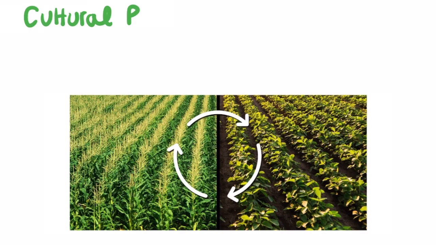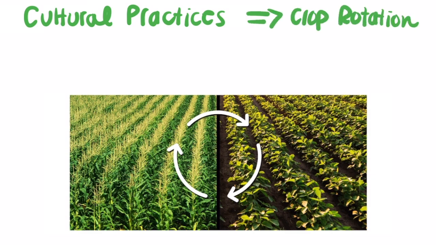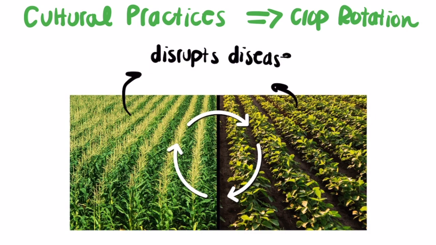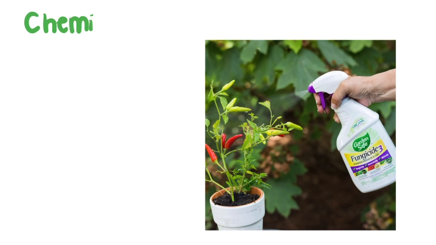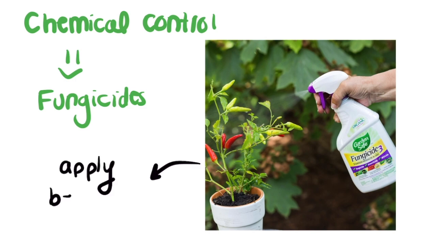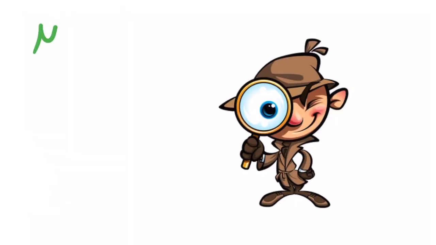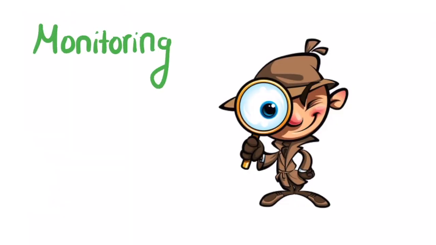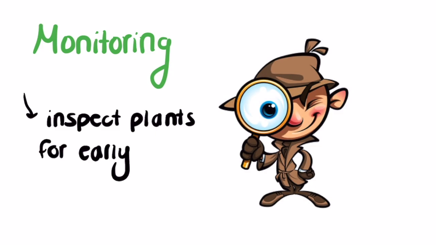cultural practices, which disrupt the cycle of the pathogen through crop rotation. Chemical control, which uses fungicides that are effective if applied before the symptoms appear. And monitoring, regularly inspecting the plants for early signs of downy mildew.